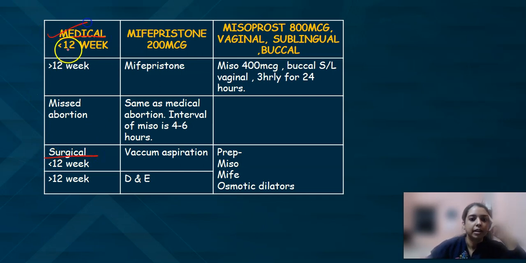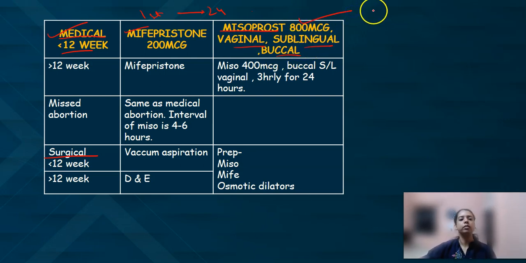Now, medical option in less than 12 weeks, what WHO says, this recent one, is give mifepristone on the first day. After 24 hours give her misoprostol. This is for less than 12 weeks. Misoprostol can be given vaginal, sublingual, buccal, any route, single dose 800 mcg, right, by any route.